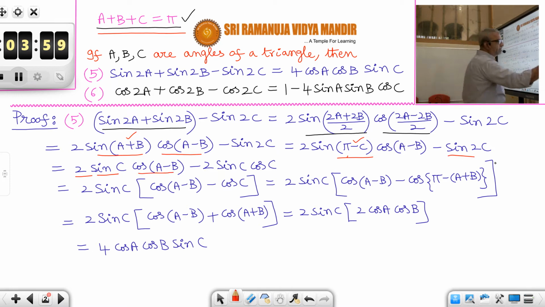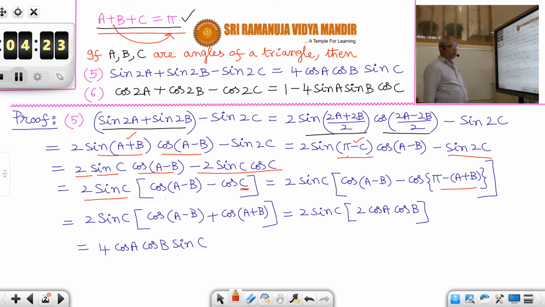Now this sin 2C will be written as minus 2 sin C cos C. So that we can take 2 sin C common. In the bracket you get cos (A minus B) minus cos C. But this C can be written as what? Pi minus (A plus B). So that is what I am doing here. Cos (pi minus (A plus B)), cos (180 minus (A plus B)), minus cos (A plus B).